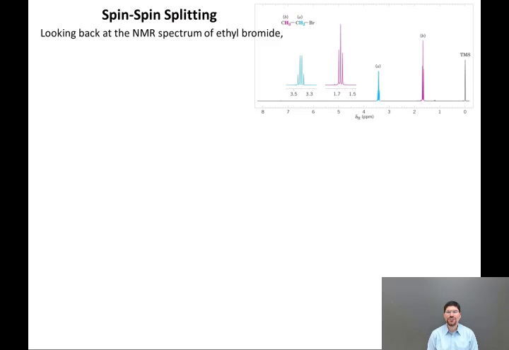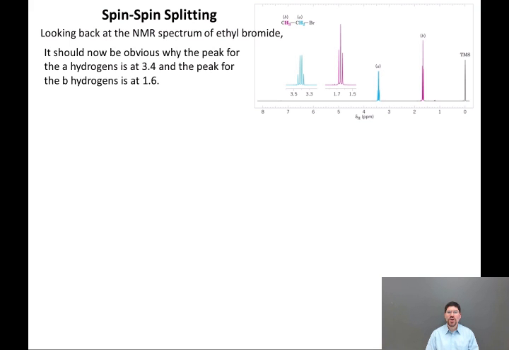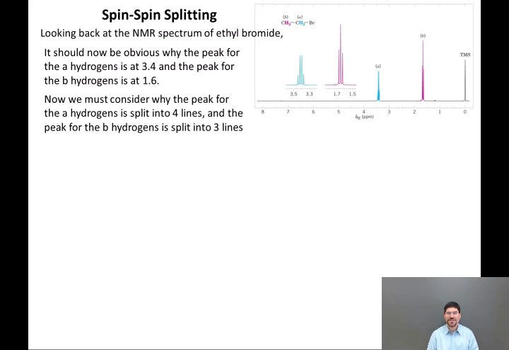So in this lesson, I introduced the last important piece that you need to know to understand how to interpret an NMR spectrum, namely spin-spin splitting. So let's look back at the NMR spectrum of ethyl bromide, the one that I first introduced this topic with. Based on our previous lesson, it should now be obvious why the peak for the A hydrogens is at 3.4 and the peak for the B hydrogens is at 1.6. The A hydrogens are closer to the electronegative bromine than the B hydrogens are, and they're in the right region according to the chart that you're going to need to be able to use to solve these sorts of problems.